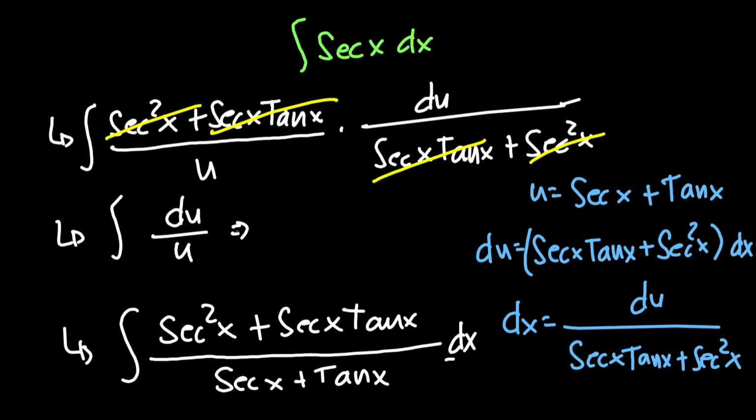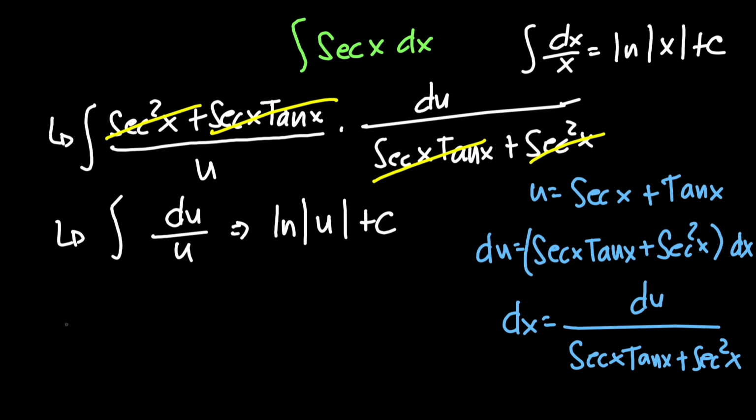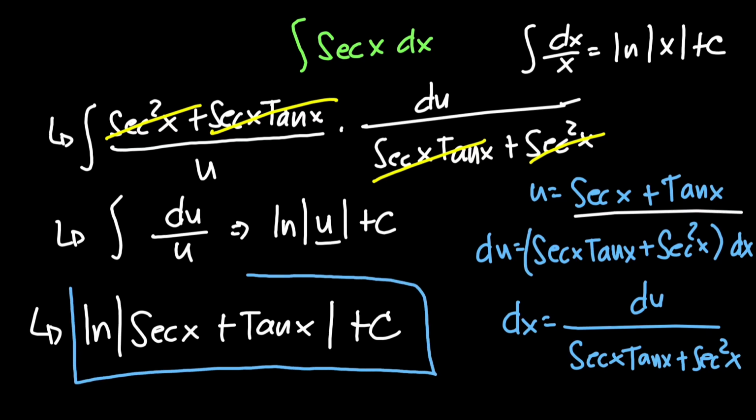The integral of du over u is based on the logarithmic property. The integral of dx over x is equal to ln of the absolute value of x plus c. And so this should be equal to ln of the absolute value of u plus c. Our final answer for this one would be natural log of the absolute value of u, which is sec⁴x plus tangent of x, plus c. So make sure to remember this answer regarding sec⁴x, because this will be used further on.